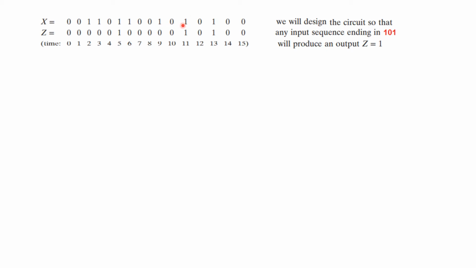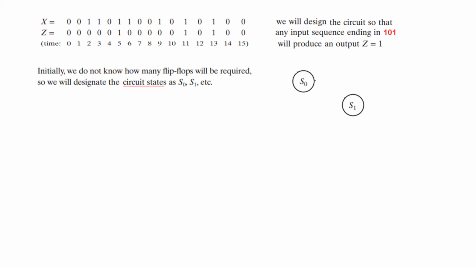And we'll proceed the same way to write the outputs. Wherever we get 101, we write an output 1. So first of all, we write this manually, and then we'll design the sequence circuit. Now initially we do not know how many flip-flops will be required, so we'll designate the states as S0, S1. So this is the state diagram. This is one of the states, S0, second state S1, third state S2, etc. So we start with the first one.